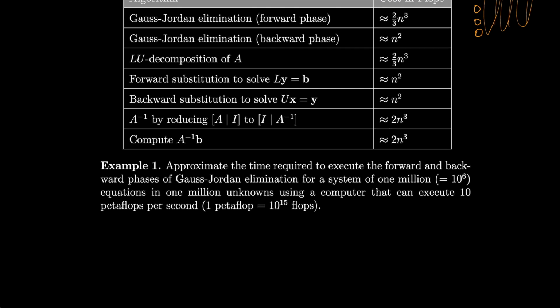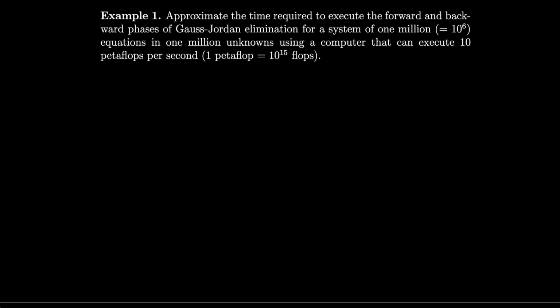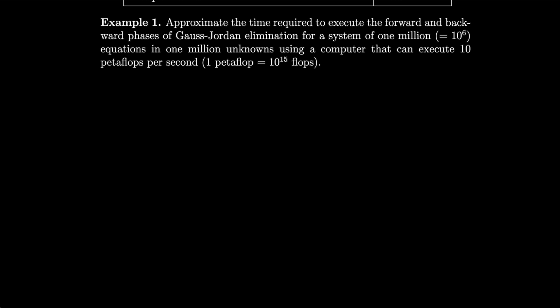Let's do an example by approximating the time required to execute the forward and backward phases of Gauss-Jordan elimination for a system of 1 million equations in 1 million unknowns, using a computer that can execute 10 petaflops per second, where a petaflop is 10 to the 15 flops. So we're starting with n equals 10 to the 6.